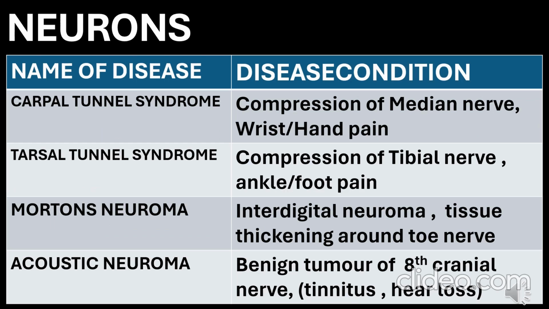Next is disorders of nerves. First one, carpal tunnel syndrome, which is compression of median nerve and it will affect the wrist and hand with pain. Next is tarsal tunnel syndrome, which is the compression of tibial nerve, which will affect the ankle and foot with pain. Morton's neuroma is also called interdigital neuroma. This is due to the thickening of tissue around the nerve supplying toes. Acoustic neuroma is the benign tumor of 8th cranial nerve and it will affect the hearing.